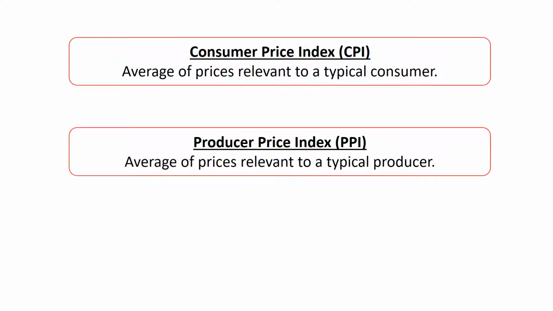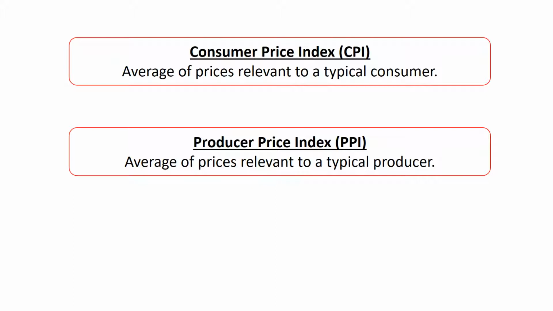The second important price index number used in a country is the Producer Price Index, abbreviated as PPI, and this is just the average of prices relevant to a typical producer. So here we are looking at it from a business perspective rather than from the consumer perspective.